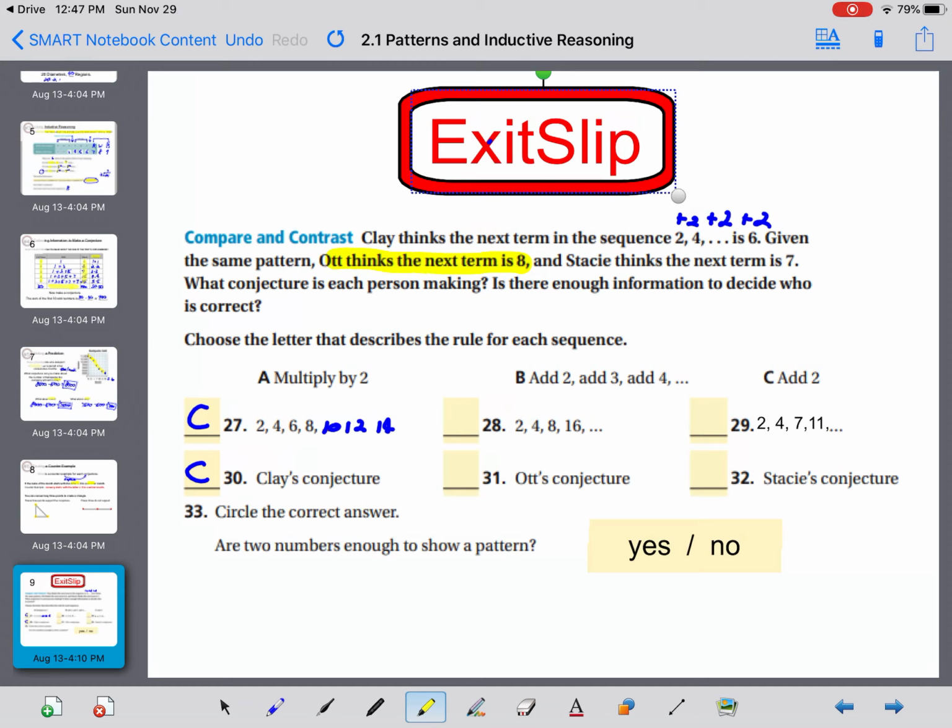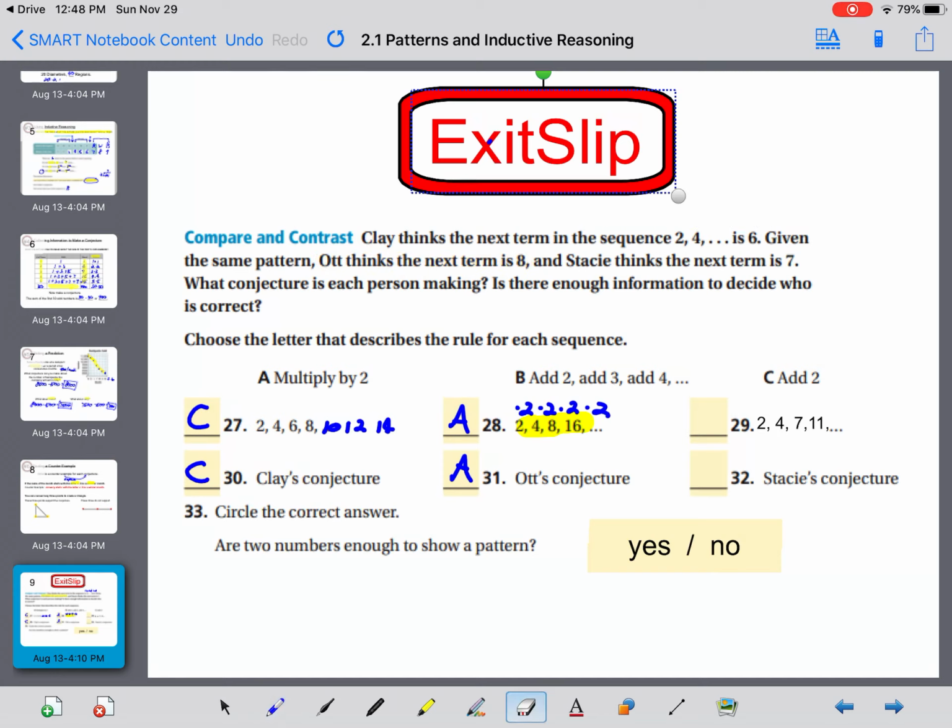Ott thinks the next term is 8, from 2 to 4 to 8 to 16. And what do you notice he's doing? He's not adding by 2, he's multiplying by 2. So Ott's conjecture is A, multiplication by 2.